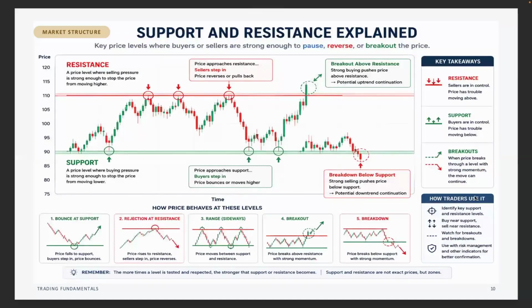All right, let's now talk about support and resistance. Okay, I can see your hand. Welcome. You want to ask a question?